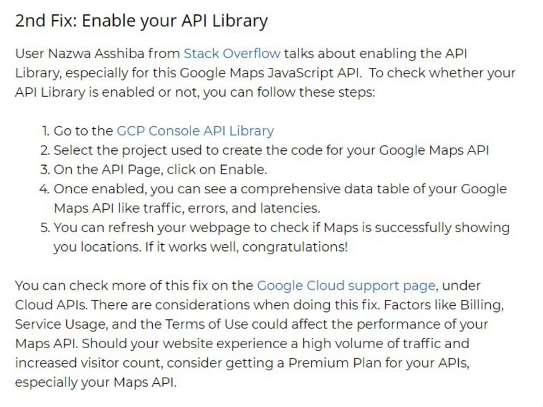You can check more of this fix on the Google Cloud Support page, under Cloud APIs. There are considerations when doing this fix. Factors like billing, service usage, and the terms of use could affect the performance of your Maps API. Should your website experience a high volume of traffic and increased visitor count, consider getting a premium plan for your APIs, especially your Maps API.